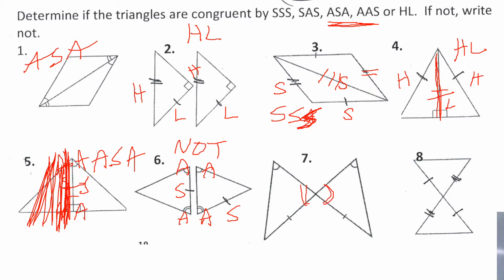Right here, I got the angles because of vertical. Here's an angle, here's an angle, here's a side. Is that side between those two angles? Nope. Over here, angle, angle, side, not between them. So that's A, A, S. Angle, angle, side.